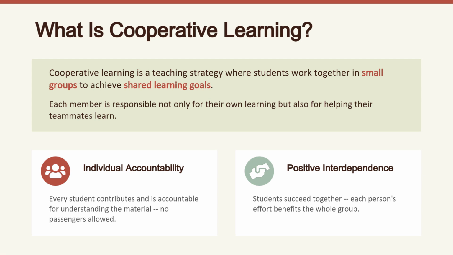Second, individual accountability. Every student must demonstrate their own understanding. No hiding behind a partner. You might have each student submit their own reflection after the group activity. These two pillars ensure that everyone is both supported and responsible.